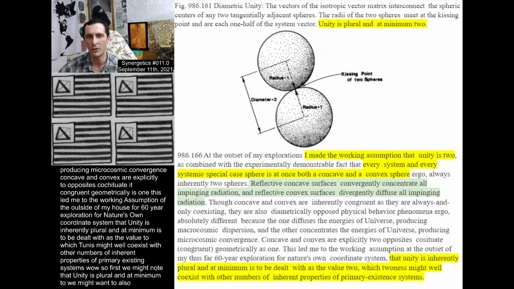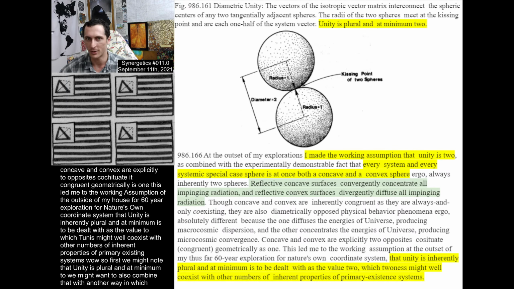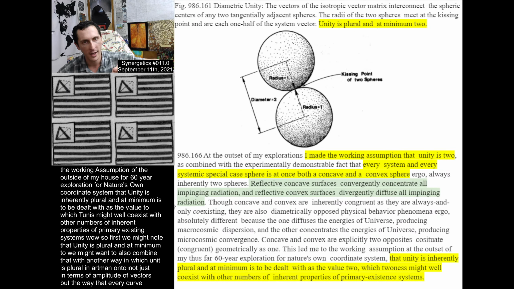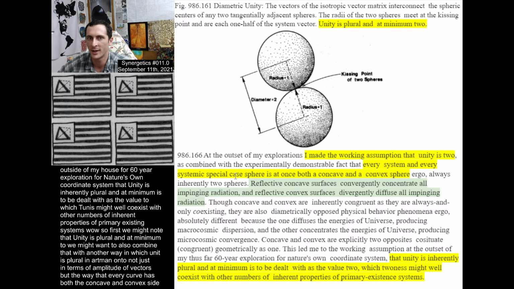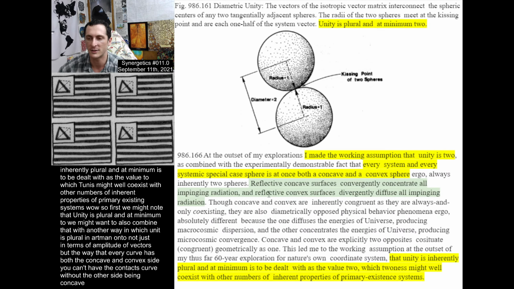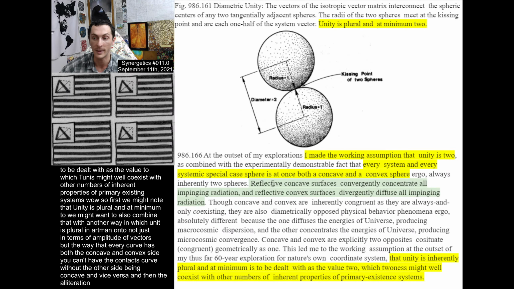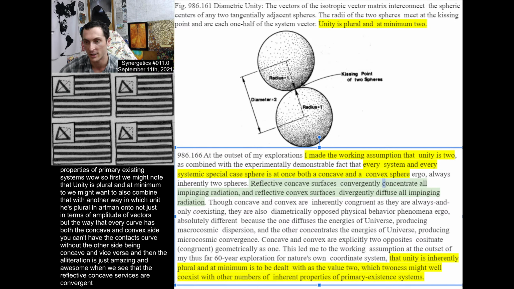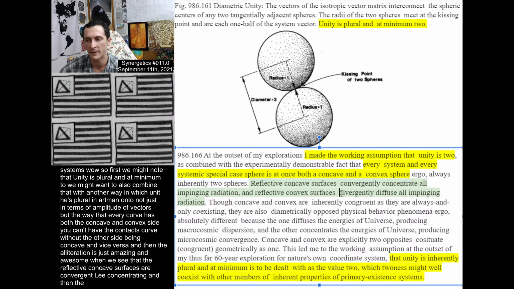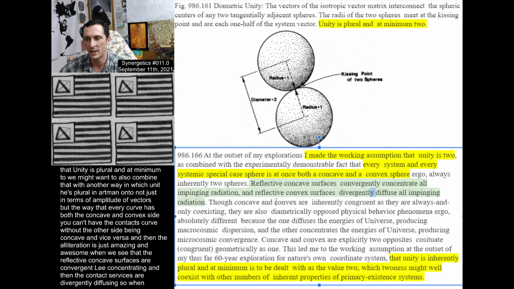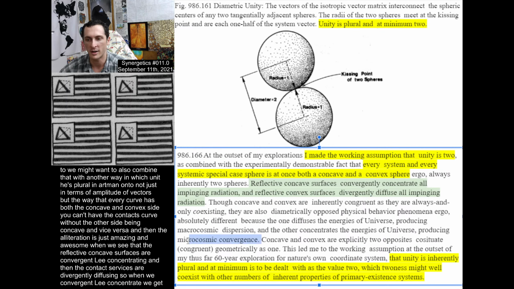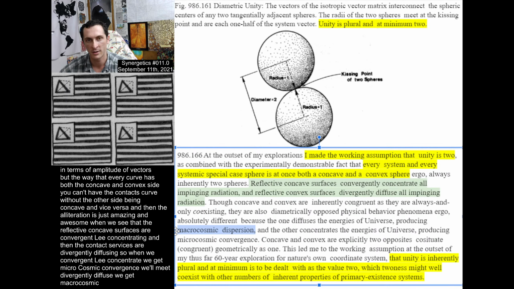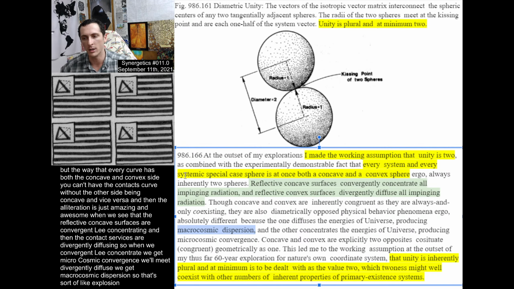We might want to also combine that with another way in which unity is plural and at minimum 2, not just in terms of amplitude of vectors, but the way that every curve has both a concave and a convex side. You can't have a convex curve without the other side being concave, and vice versa. And then the alliteration is just amazing and awesome when we see that the reflective concave surfaces are convergently concentrating, and then the convex surfaces are divergently diffusing. So when we convergently concentrate, we get microcosmic convergence. When we divergently diffuse, we get macrocosmic dispersion. So that's sort of like explosion versus implosion.